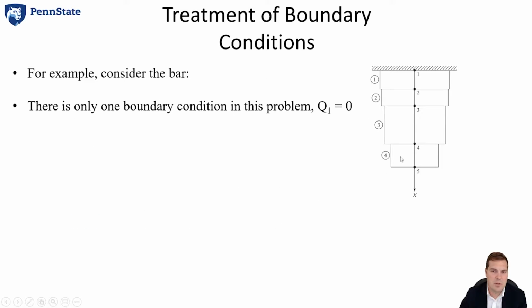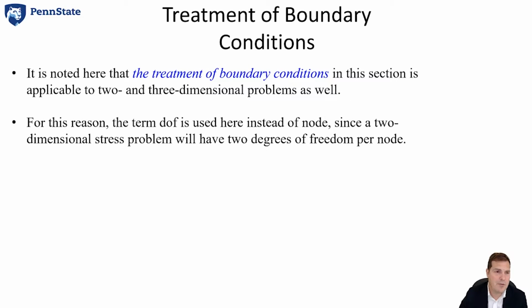For example, let's consider that bar again. There's only one boundary condition in this problem. What is it? We can see these hatched lines represent that it's fixed to this wall. So we know that Q1, node 1, is going to be equal to 0. Now, what we're doing with boundary conditions here is going to be applicable to 2 and 3 dimensions. We're going to see this.